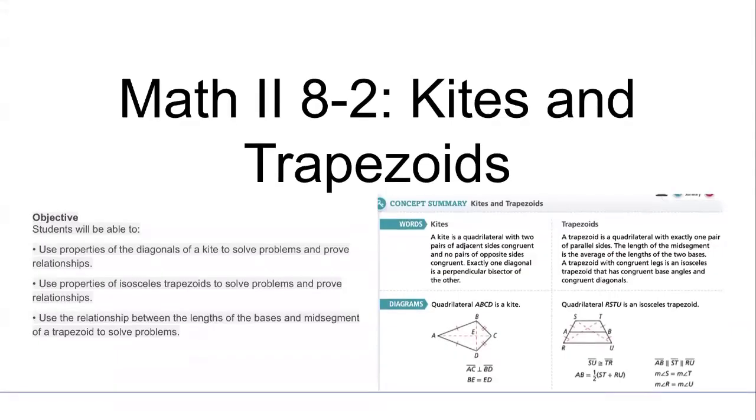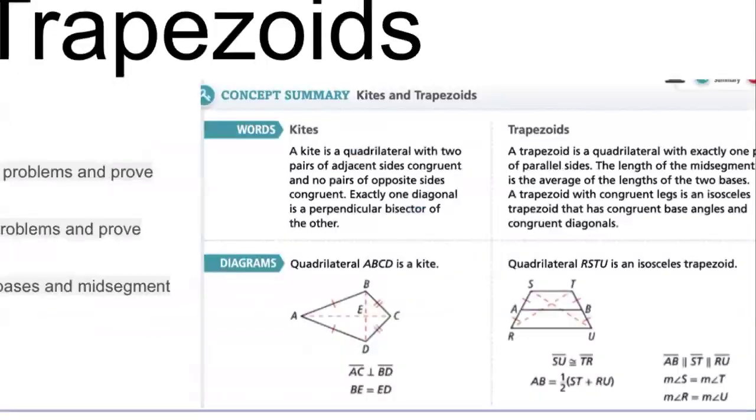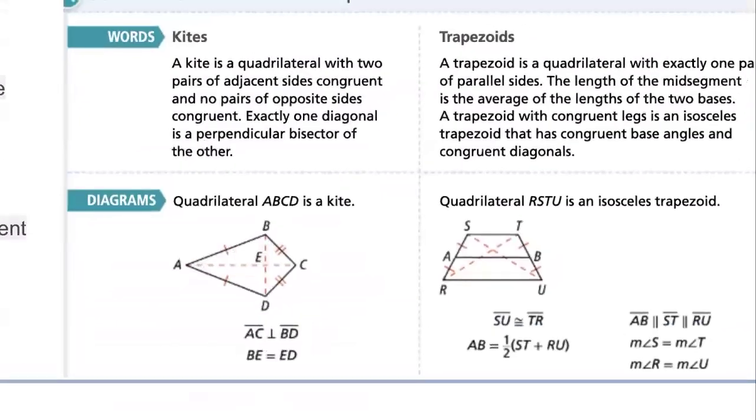It's not that long. Okay, so in terms of kites, it is a quadrilateral. As we learned yesterday, a quadrilateral is a four-sided shape. So a kite is a quadrilateral with two pairs of adjacent sides congruent, and no pairs of opposite sides are congruent. Exactly one diagonal is perpendicular to the bisector of the other.